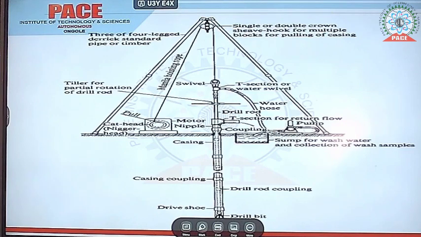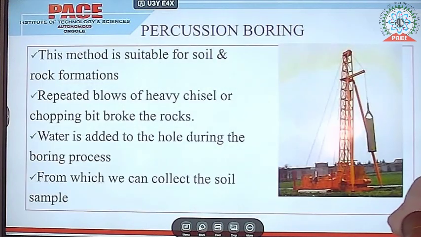Next, coming to percussion boring. This method is suitable for soil and rock formations. Repeated blows of a heavy chisel or chopping bit break the rocks. Water is added to the hole during the boring process, from which we can collect the soil sample.